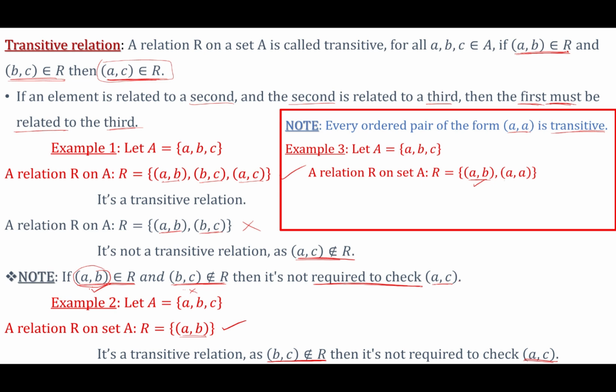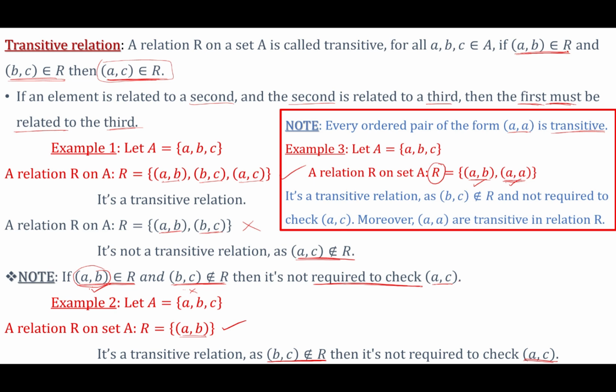Now, an ordered pair with the same elements satisfies the transitive relation. So this relation R is a transitive relation. Since BC does not belong to R, I don't need to check AC. Moreover, I know all ordered pairs with the same elements satisfy the transitivity condition. So this relation is a transitive relation.